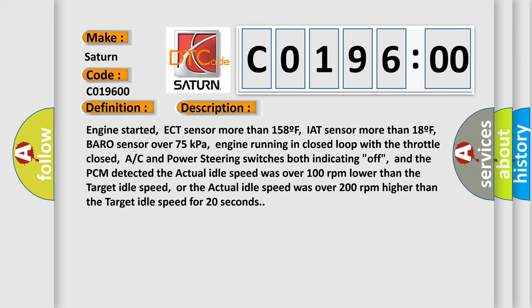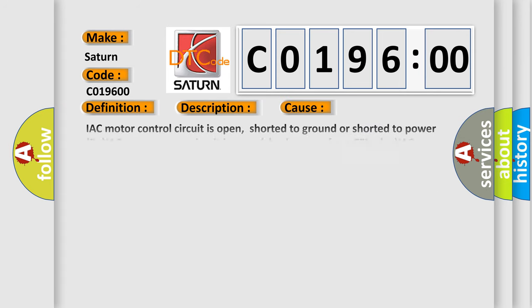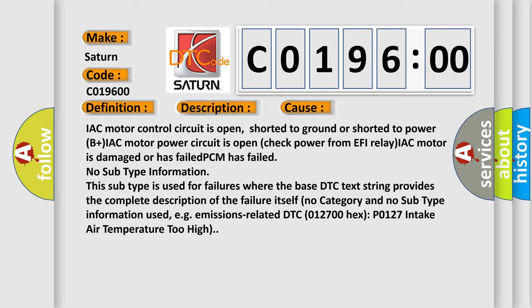This diagnostic error occurs most often in these cases. IAC motor control circuit is open, shorted to ground or shorted to power. B plus IAC motor power circuit is open. Check power from EFI relay. IAC motor is damaged or has failed. PCM has failed. No subtype information.